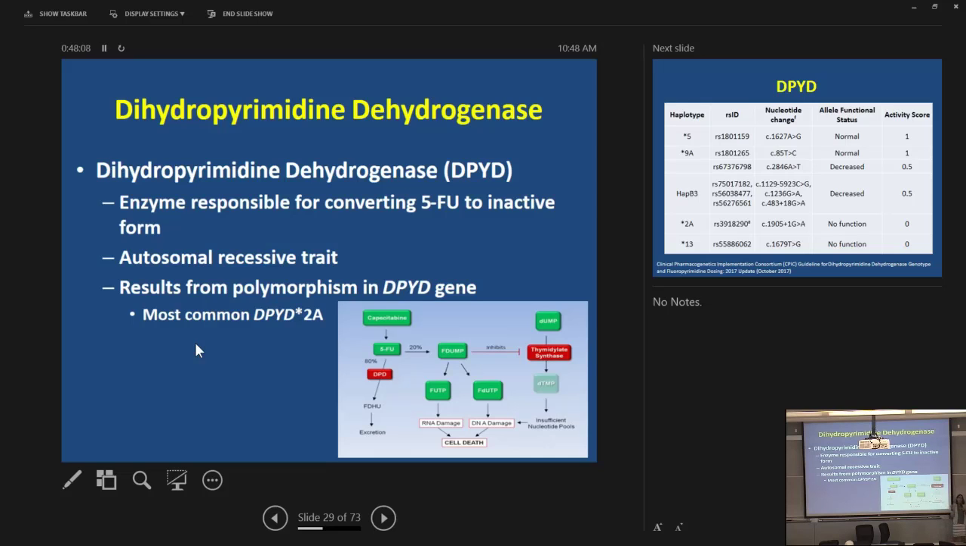The most common is the DPYD star 2A, and CPIC is really moving away from using star 2A, star 3A, these kind of haplotypes for DPD, and we'll talk about that in a second, just because there are so many different variants that can occur. When you look at the list, it's mind-boggling. I pulled up the list on the CPIC guidelines, and they've probably added 60 new variants since last year. Okay, just remember, DPD plays a big role in inactivating 5-FU. It also inactivates capecitabine because capecitabine is like 5-FU.